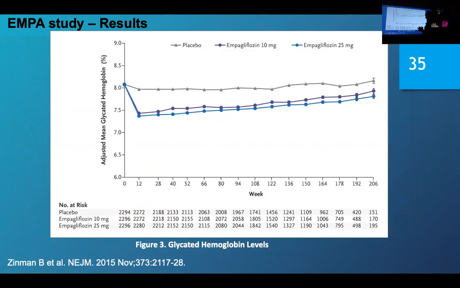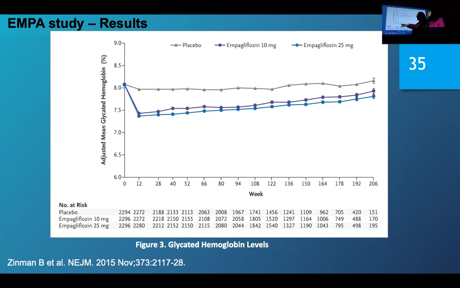Finally, this is the last figure in the study. So it shows the glycated hemoglobin levels. On the y-axis, it shows the adjusted glycated hemoglobin, and on the x-axis, it shows the time. And again, we're following patients at points of time. The gray triangles are those of the placebos. The purple circles are those patients who received the empagliflozin 10 milligrams, and the blue circles are those who received empagliflozin 25 milligrams.